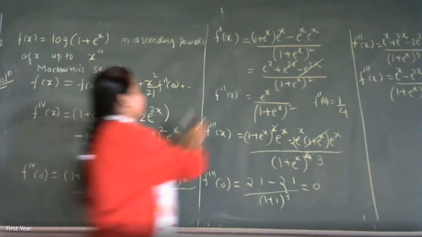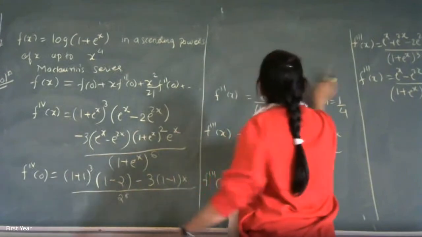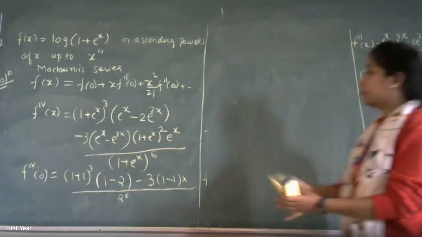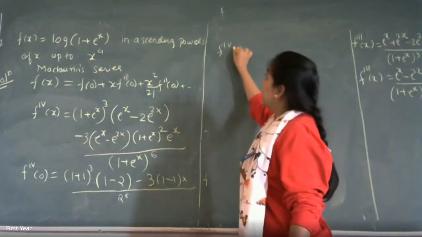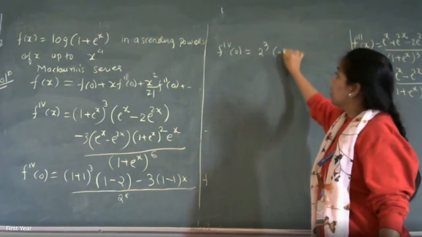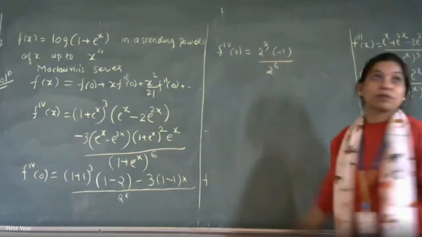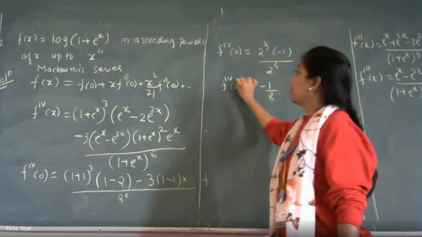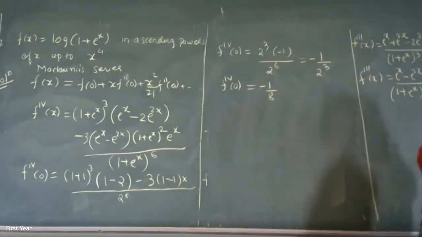So that's why the fourth derivative at 0 becomes 2 cube into minus 1 divided by 2 raised to 6. So that is minus 1 by 8. That's it. This is the fourth derivative. Okay, clear? Yes, ma'am. So we'll rewrite all the values.